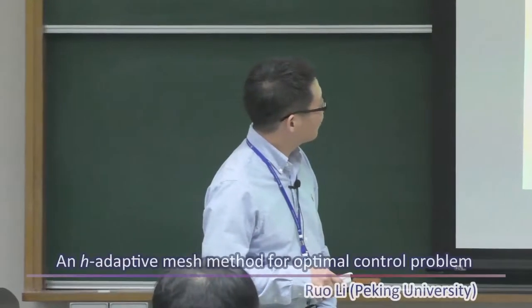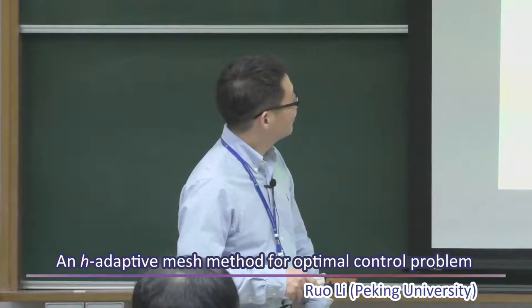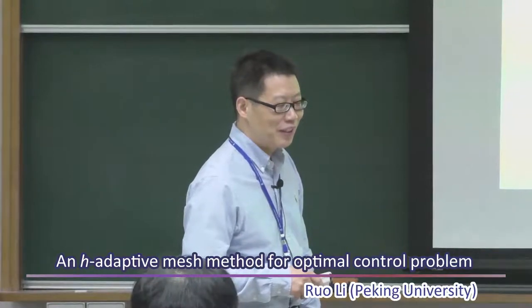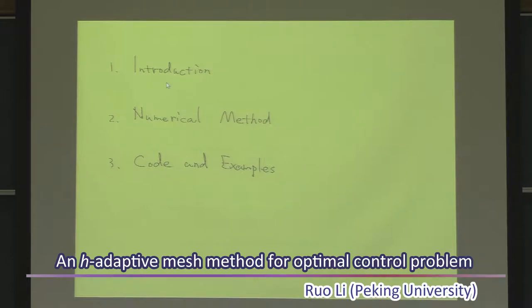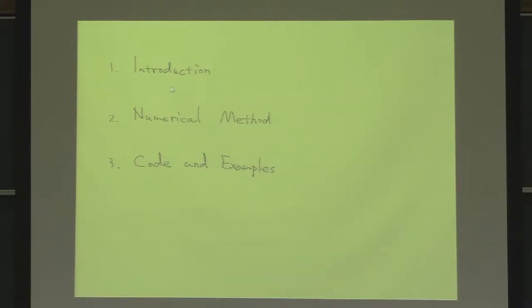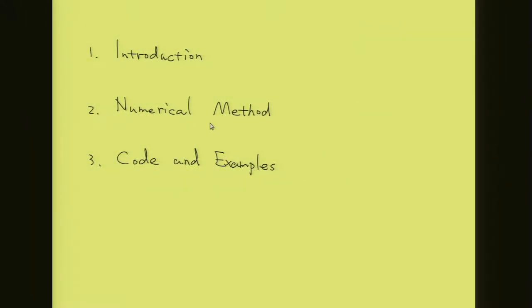I'm trying to talk about the optimal control problem, since it is closely related to the inverse problem. So the first thing is a very preliminary introduction, and then I will give some description of our numeric method.